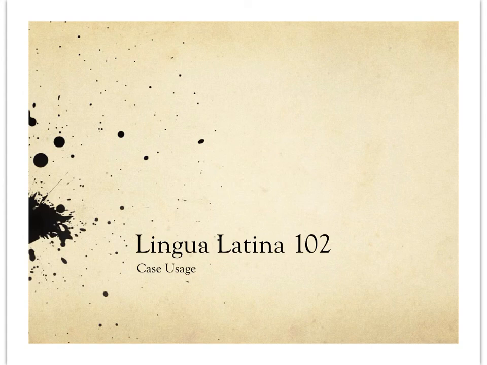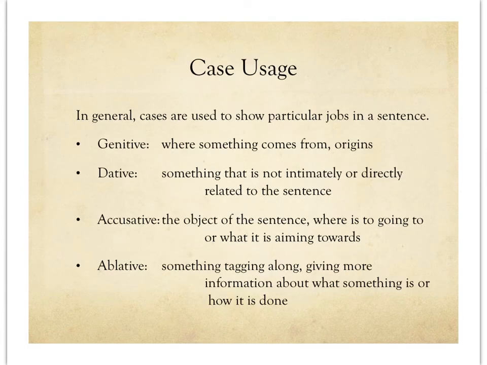Today we're going to look at case usage. So in general, cases are used to show the particular job a noun or an adjective is doing in a sentence. The nominative is really pretty clear, and that is not something that your book really discusses. It is only used for the subject of a sentence or a predicate nominative with a verb like sum or videor or fio. And the vocative, of course, is only used when we directly address someone.